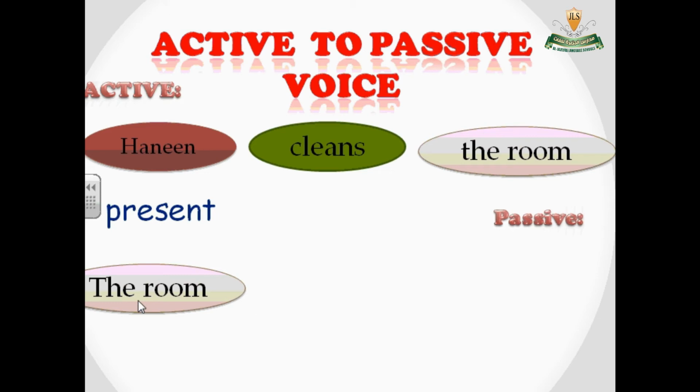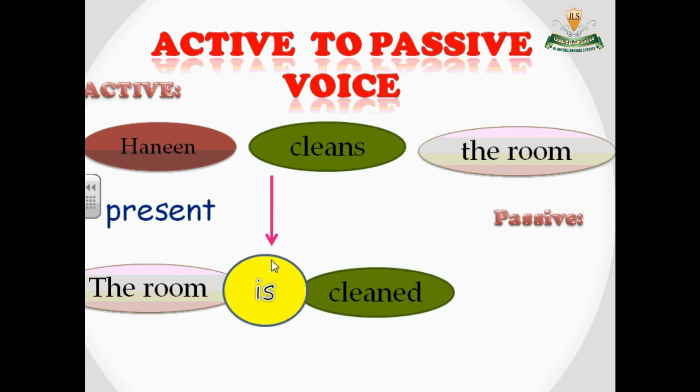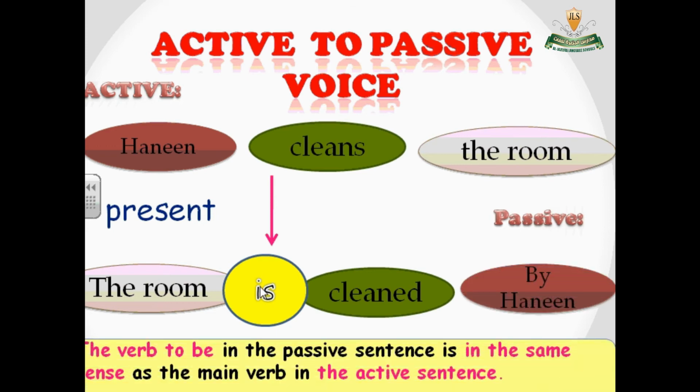But before it, let me see. This is what? Cleans in the present simple tense. So what's the verb to be in the present simple tense? Yes, is, are, or am, plus the past participle. So, the room is cleaned. I can write by Haneen, and it's not necessary whether you want to write it or not. The verb to be in the passive sentence is in the same tense as the main verb in the active sentence, as I told you.